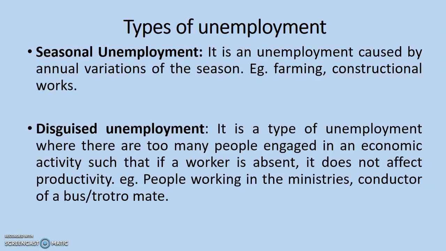Now, this is found mostly in the ministries where a lot of people are engaged in the same economic activity. For example, in Ghana, if we want to reduce unemployment in the system, we tend to employ so many people to work at a particular ministry. Whether you are there or not, work still continues. In other words, when you are absent, nobody even sees that you are absent. Why? Because there are so many people doing the work you should have been doing. So that is what is called disguised unemployment.